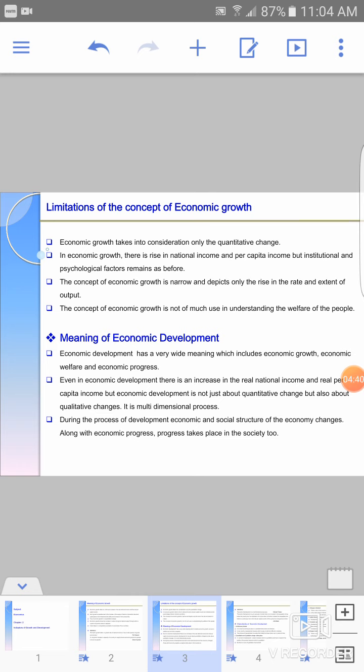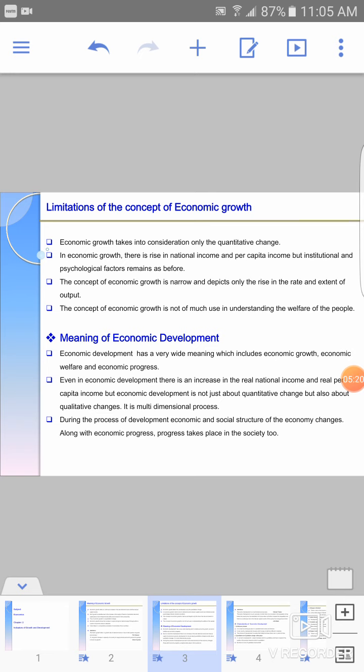Okay, the concept of economic growth is narrow and depicts only the rise in the rate and the extent of output. We only depict what is the rise in the national income and what is the change in the output basically. Okay, the concept of economic growth is not of much use in understanding the welfare of the people, how the development of people has taken place in a country. That is not considered in economic growth. Only the increase in national income and per capita income is considered. So this is a narrow approach, okay, and it is only quantitative in nature.